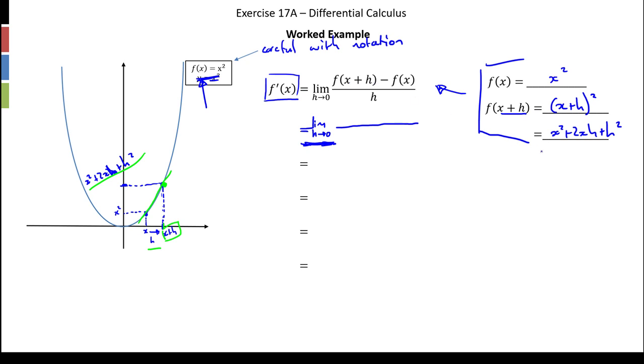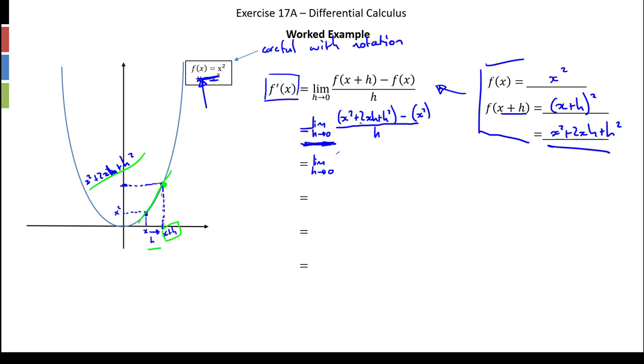F of x plus h, we said, so we get, and I'm going to put in brackets to avoid any sign errors, minus f of x, which is x squared, all over h. Now I can't solve that limit yet. If I put h equals 0 into here, I get a denominator that's 0. Divide by 0 breaks the universe, everything ends. No, not really, we just get an undefined function. So I need to do something.